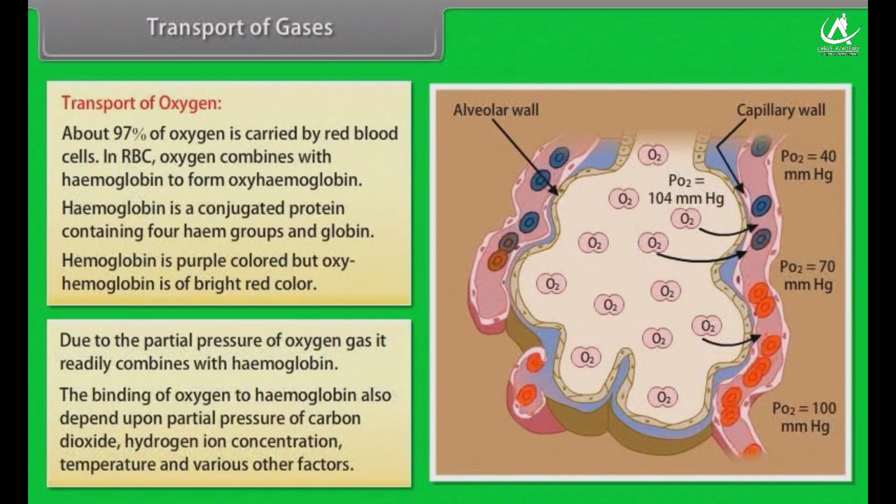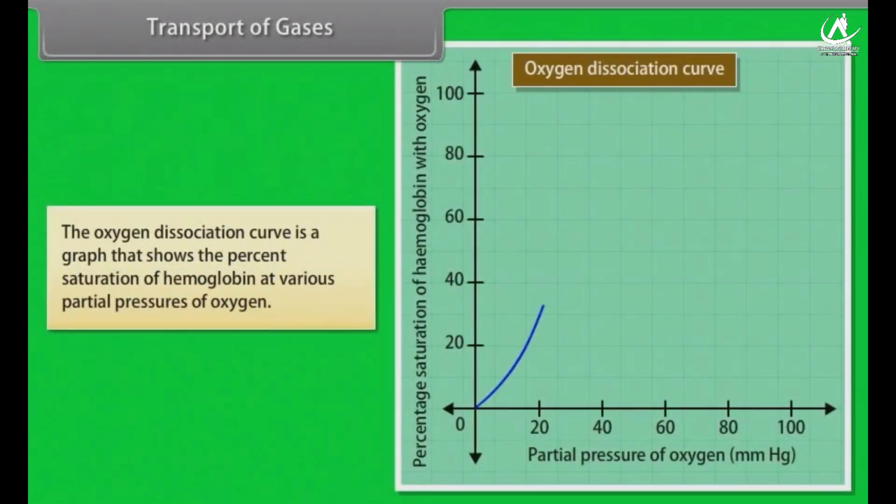The binding of oxygen to hemoglobin also depends upon partial pressure of carbon dioxide, hydrogen ion concentration, temperature, and various other factors. The oxygen dissociation curve is a graph that shows the percent saturation of hemoglobin at various partial pressures of oxygen.